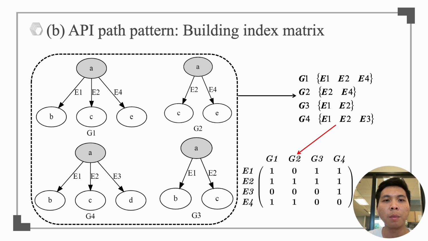After that, API Miner builds the lexicons of API path and edges. It traverses all the API path and uses 0, 1 to indicate whether the edge exists in the API path. Each column represents a forward index, and each row represents an inverted index. As a result, we can use the binary arithmetic to accomplish the graph operations.